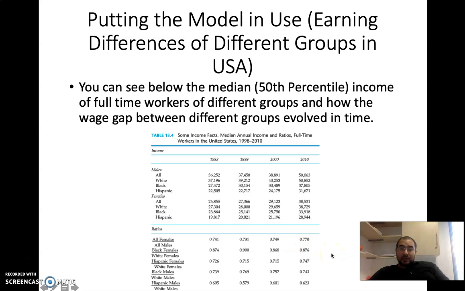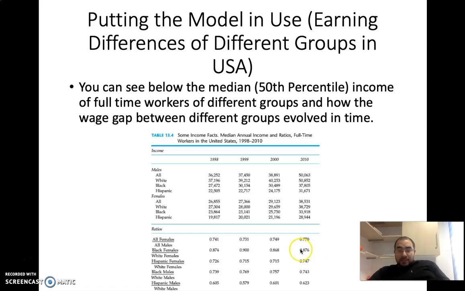Actually, these are just the wage differences of different groups. For all males and females, the ratio has increased from 0.74 to 0.77. I mean, the relative wage women are getting relative to men.